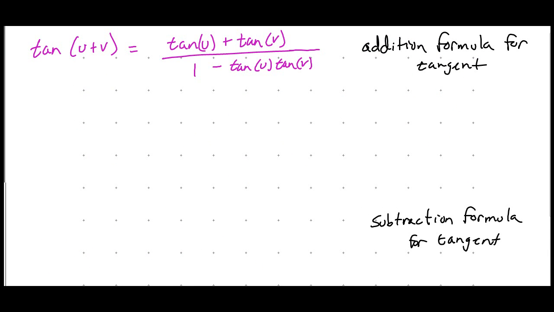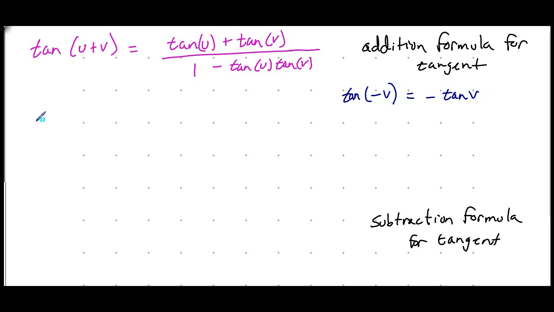Now to find the subtraction formula for tangent, we use the same idea that we've used before, and that's simply substituting the value of a negative v into the equation. And we need to understand that the tangent of a negative v is nothing more than negative tangent of that v.